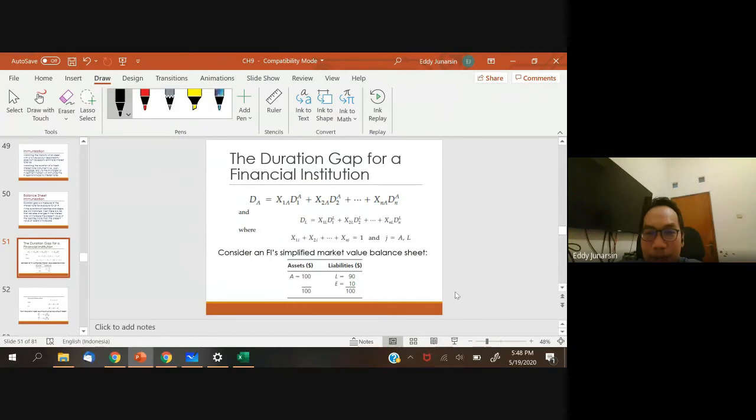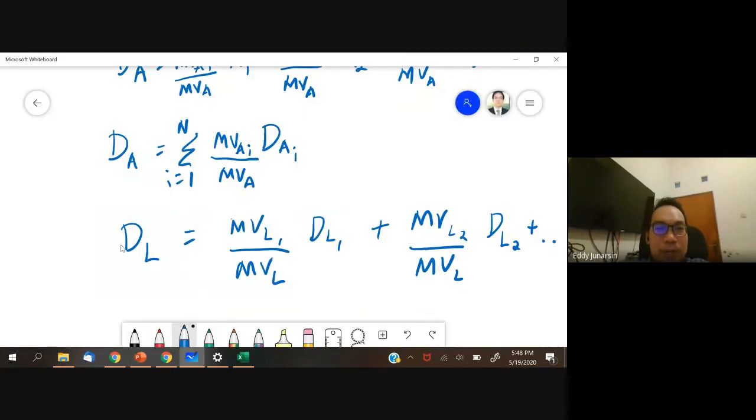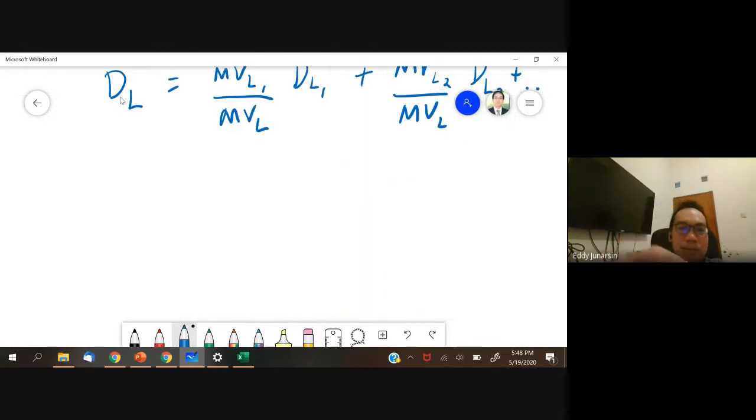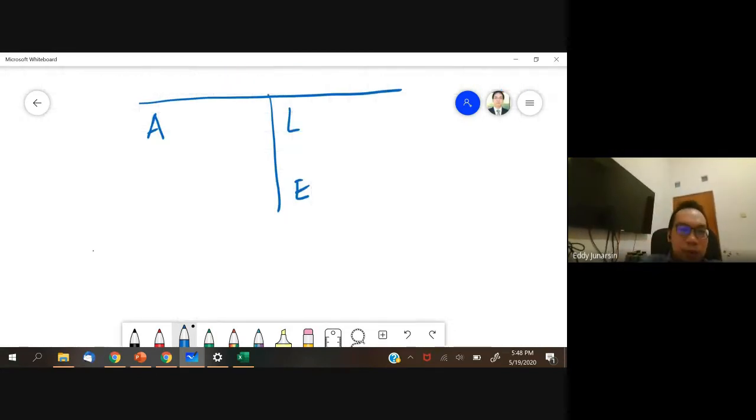Okay, so now let's see. We have known the duration of the whole assets and the duration of the whole liabilities. So I will continue now. We have this one. For accounting students, this is very easy. So assets should equal what?